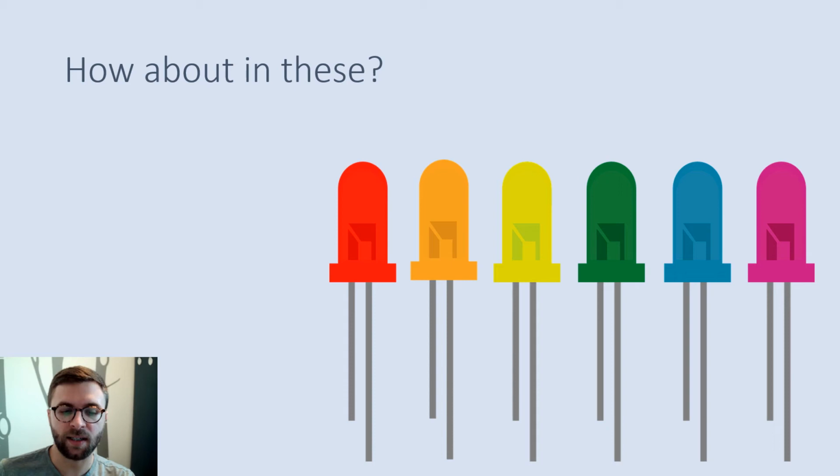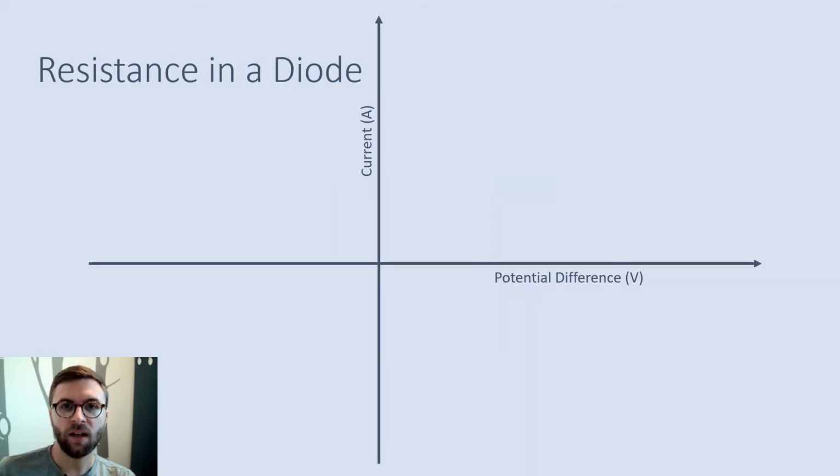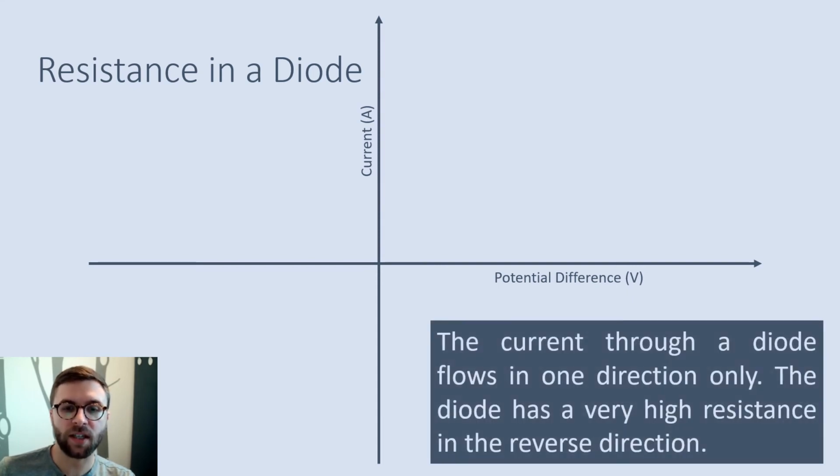Finally, let's have a look at these. These are diodes and their difference to lamps. A diode has a high resistance in one direction, which means that the electricity can only flow through in one direction. Therefore, the graph will look like this. On one side, the current will be zero as it cannot flow, and then it will rapidly increase on the other, positive side.